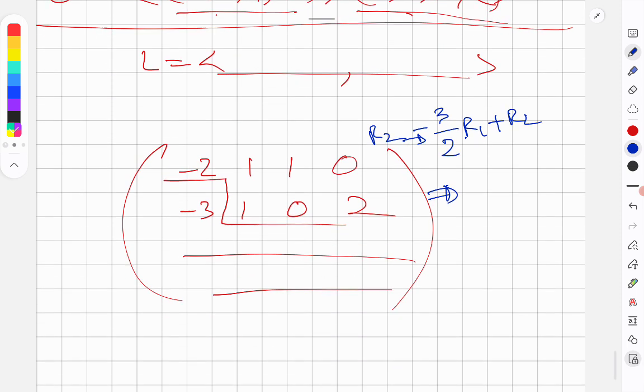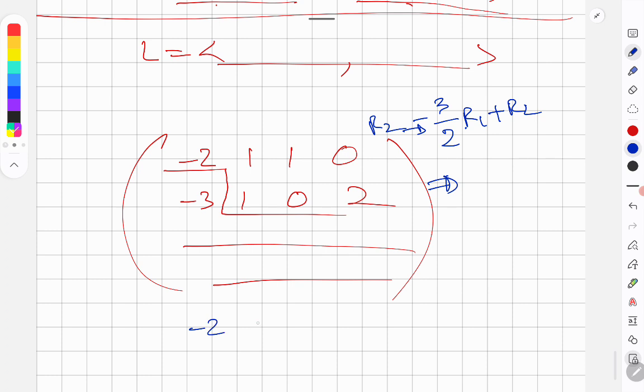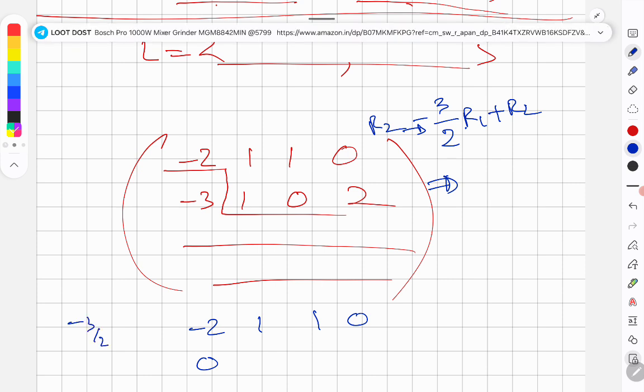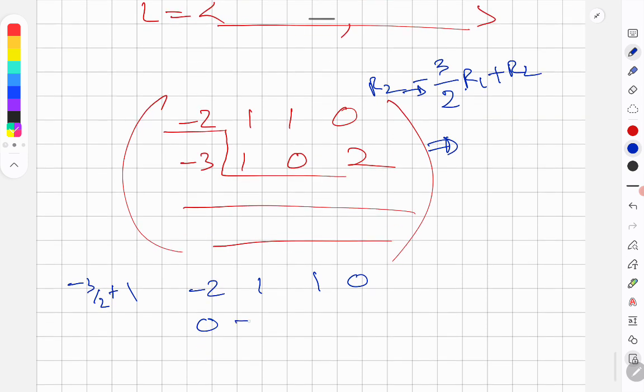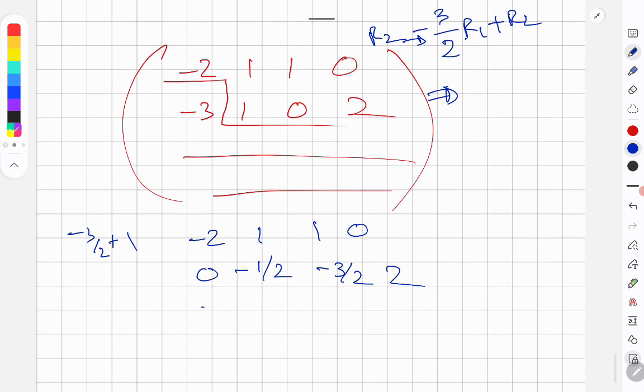So just tell me what is the solution. -2, 1, 0. This is 0. 3 over 2, 0. This is 1. Okay, multiplied by -3 over 2. Because I am multiplying by negative 3 over 2 and adding it to the second row, R2 is minus half, minus half, and this one will be minus 3 by 2, and this one will be 2, right? Yeah. Then I don't know about these lines.